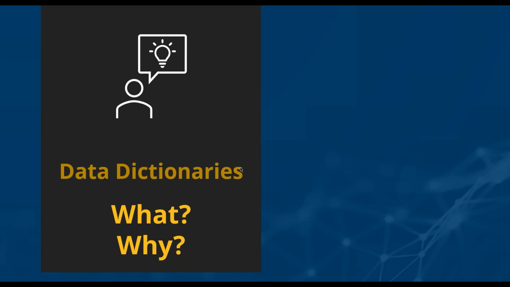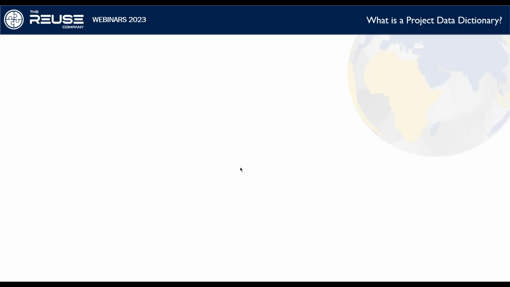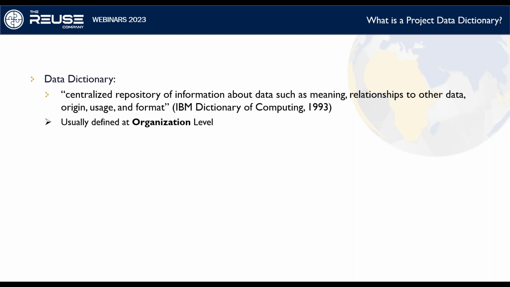The first section will be about defining what a project dictionary, data dictionary is. And let's start with a very broad definition of a data dictionary to understand the context and what we need to make sure we have an appropriate data dictionary for requirements engineering. So one of the definitions of the data dictionary is the fact that we centralize information about data, which could be of various forms. It could be the meaning.